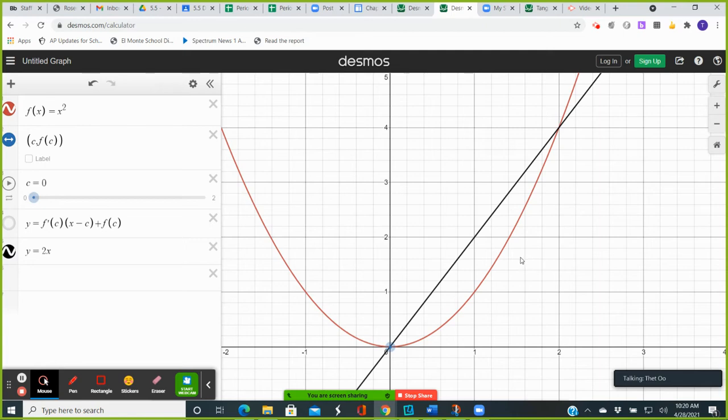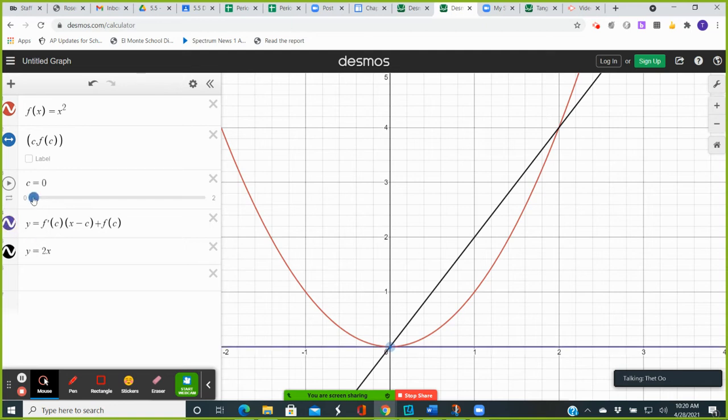So the question that we have is, is there a tangent line to the graph of f that is parallel to this secant line at an x value between 0 and 2? And we will investigate by using Desmos to help us.